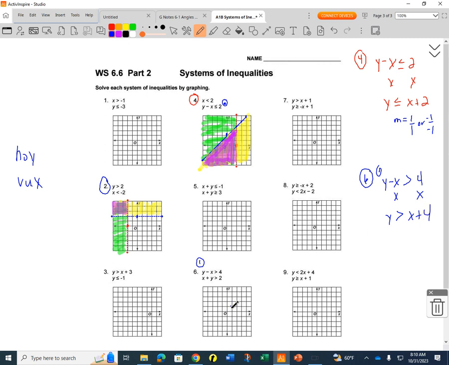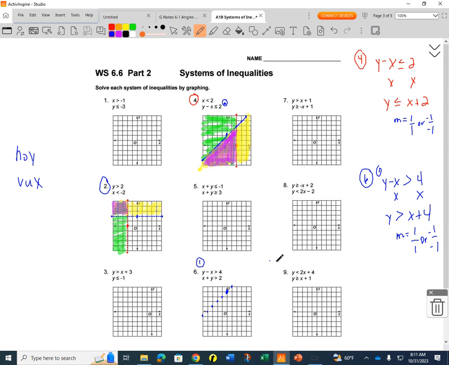Y-intercept of 4. 1, 2, 3, 4. Now we use our slope and rise over run. So that's 1 over 1, or -1 over -1. So up 1 to the right 1. Oh, I can only do that one time. But now I can do down and to the left. Down 1 to the left 1, down 1 to the left 1, down 1 to the left 1.